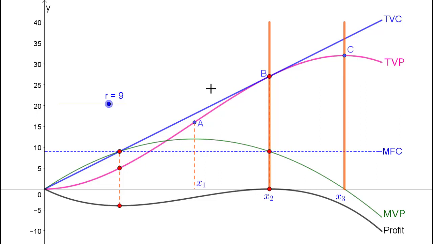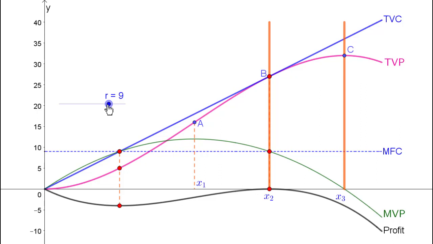And what about if the input price is lower than 9? Then we can also find that it's not economical to produce in the first stage, which is to the left of X2, but we need to look at that region separately for the level of input less than X1, and also for the input that's between X1 and X2.